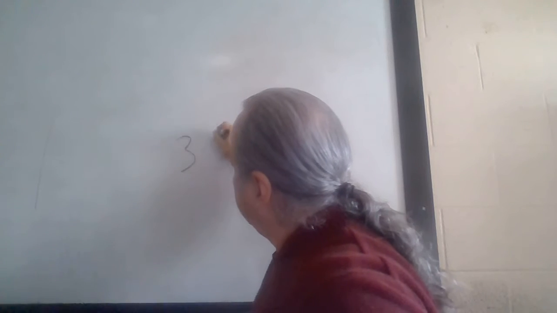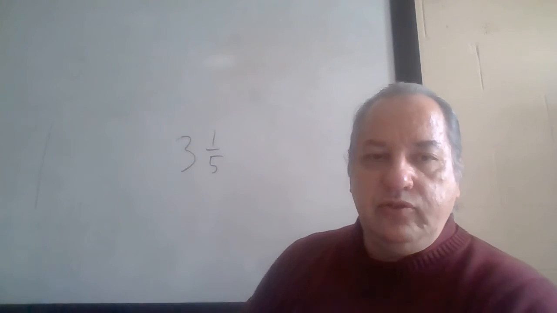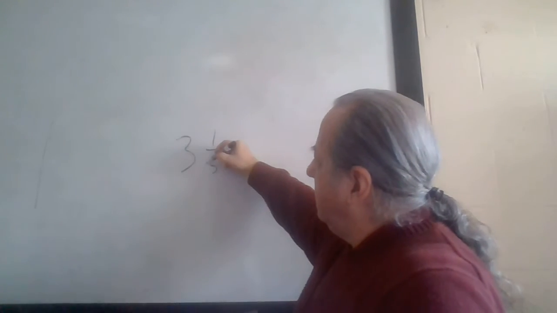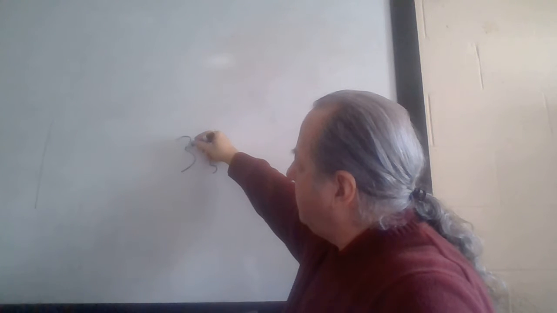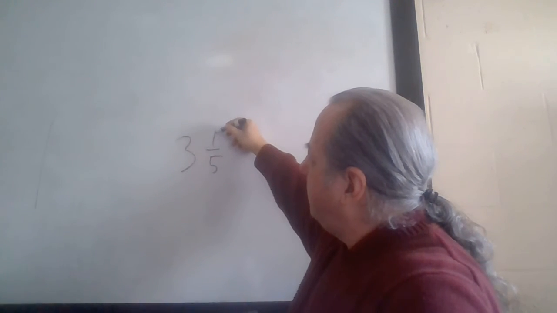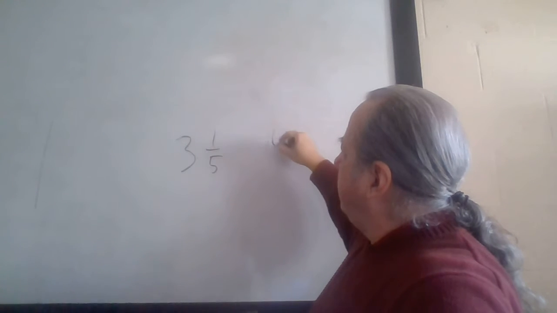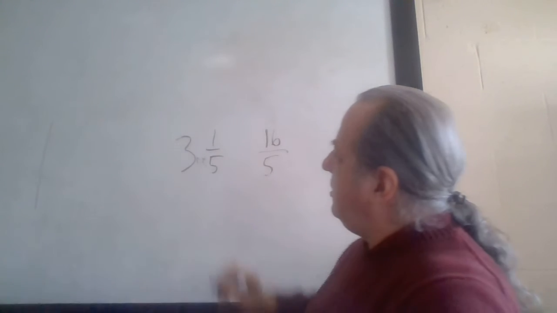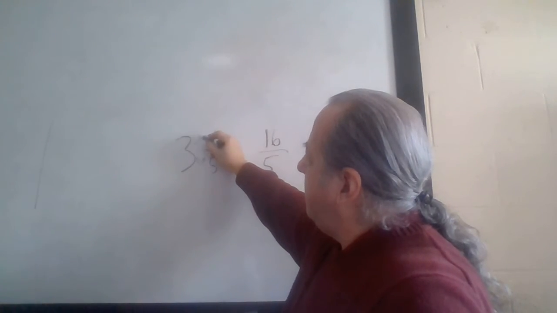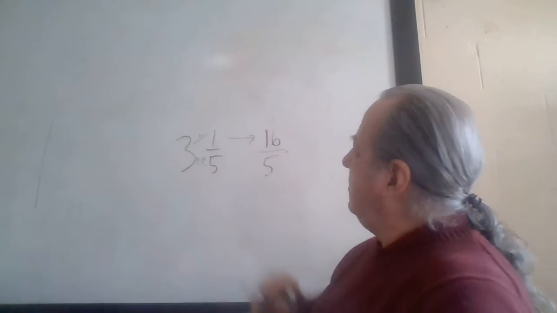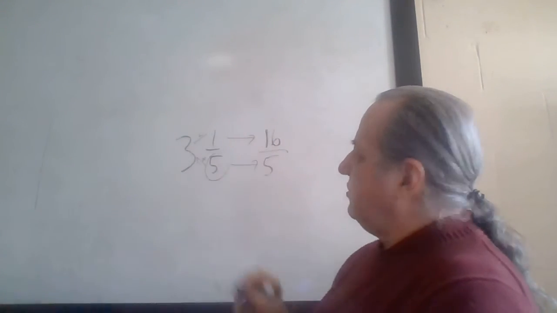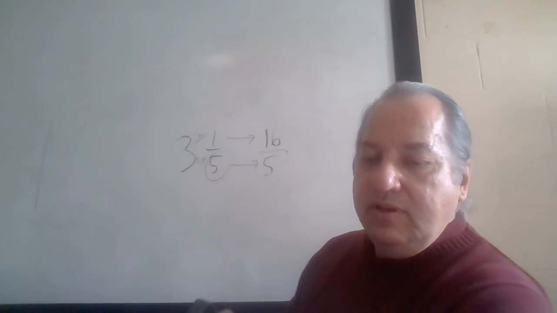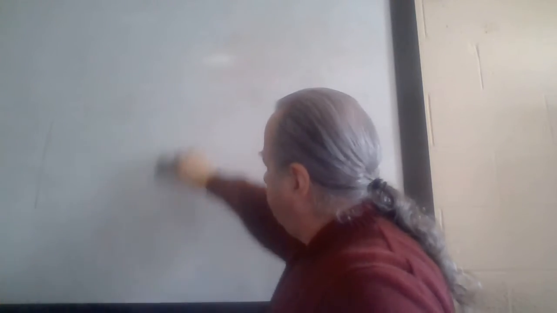Let's take 3 1/5, and let's convert that into an improper fraction. So again, I say 5 times 3 is 15. 15 plus 1 is 16. That becomes the numerator. And I keep the original denominator. Okay, this probably makes it look even more complicated than it really is. So let's have you try a couple.